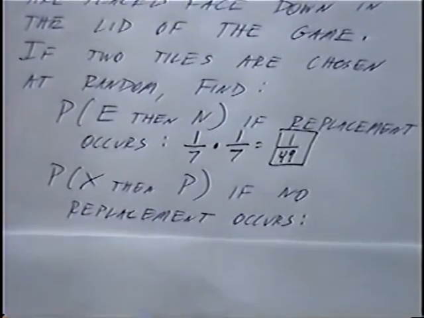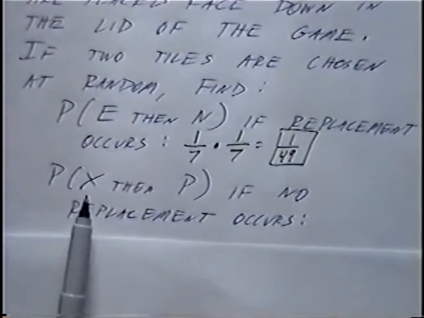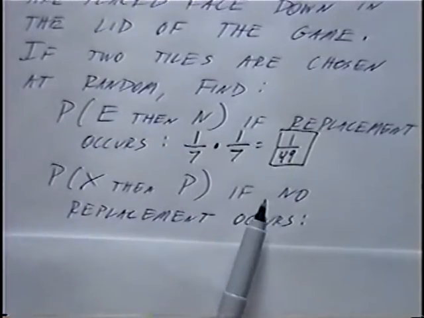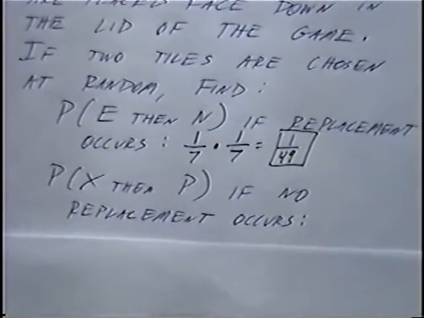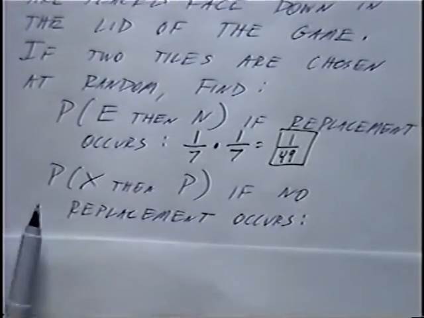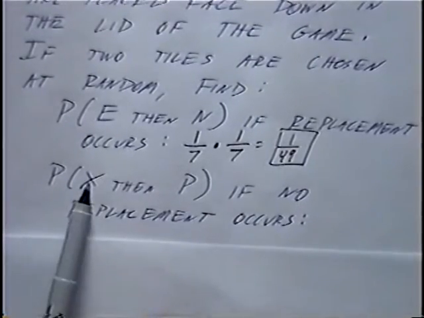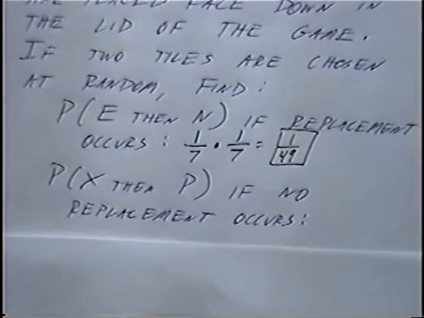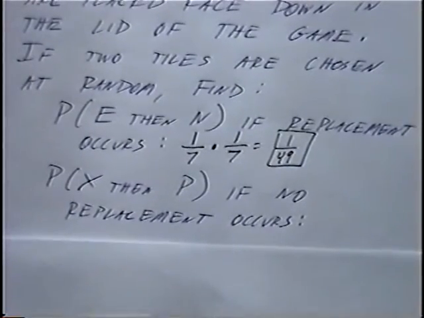For the second problem, we want to find the probability of drawing an X, then a P, if no replacement occurs. No replacement means after we draw the X, we'll take the X tile out. It's no longer in the possible outcomes, and then we want to draw a P after that.